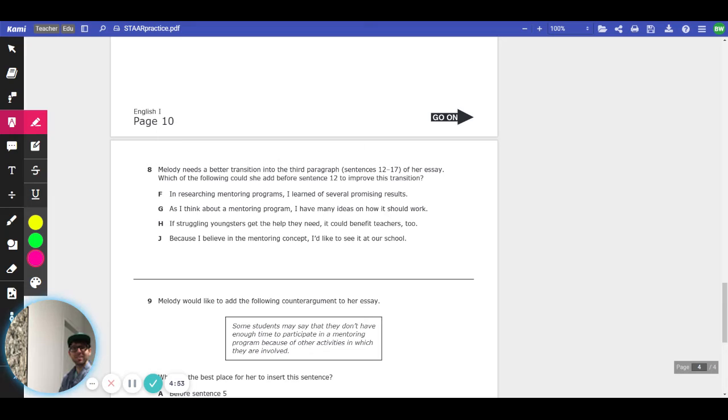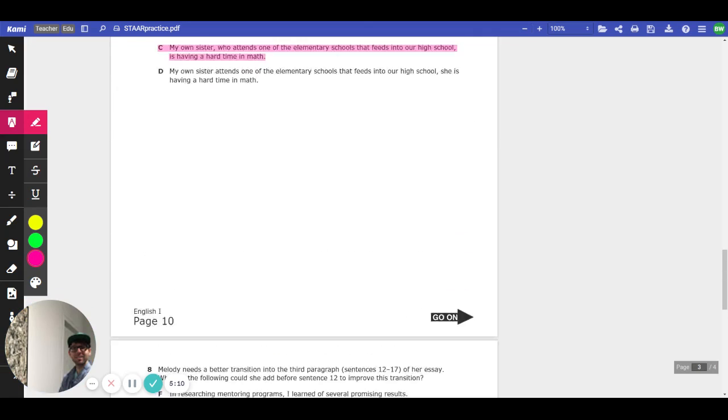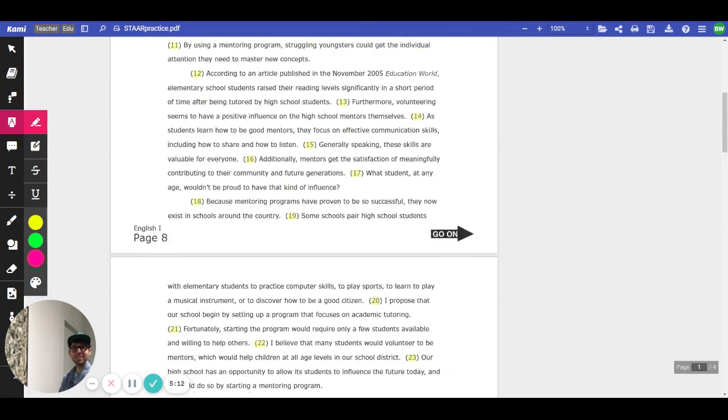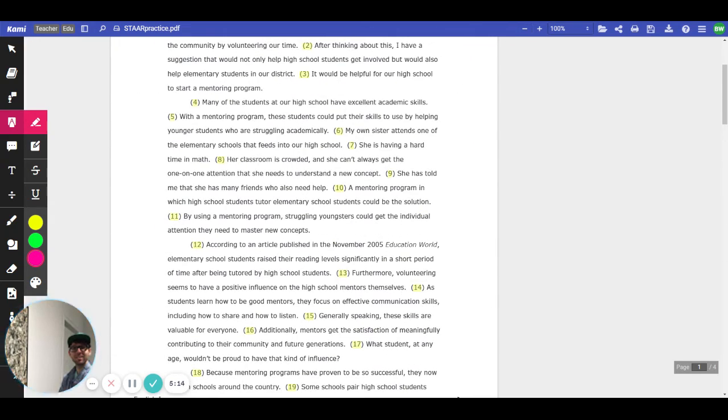If struggling youngsters get the help they need, it could benefit teachers too. Okay, it could be that. We'll need to go up and see if they talk about the benefits to teachers. That would be the big key here. Because I believe in the mentoring concept, I'd like to see it at our school. Well, that doesn't really follow with what's about to be talked about, because this starts talking about the raising of reading levels. So let's see if they say anything about teachers.